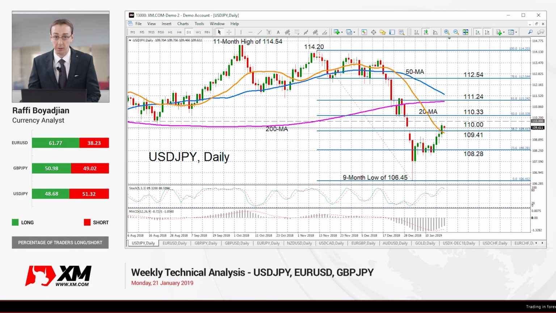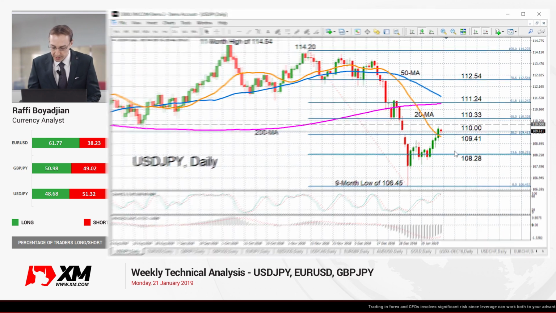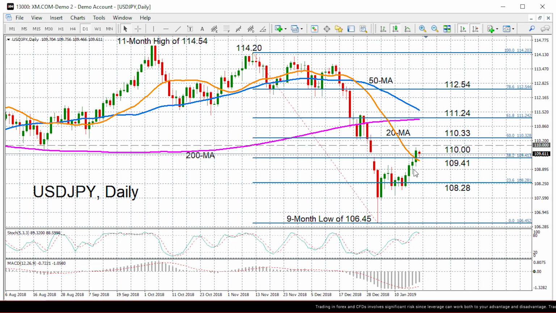The pairs we're going to look at for this week are the dollar yen, the euro dollar, and the pound yen. Starting first with dollar yen, we can see that in the near term the pair is in bullish mode. We can see from the MACD that the histogram has recovered considerably from the lows from earlier in January and increased its distance above the signal line.